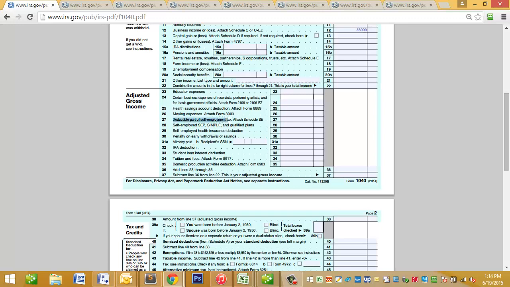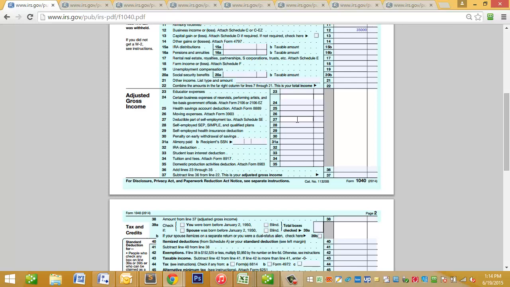Line 27, deductible part of self-employment tax, and do you see it says attached Schedule SE? This SE is the form where you figure out what 15.3% of your income is. And then half of that you get to deduct. And the reason is because employers pay half and the employee pays half, but when you're doing it all yourself, you have to pay the whole thing. But they don't expect you to pay income tax on your self-employment tax, because that wouldn't be fair.